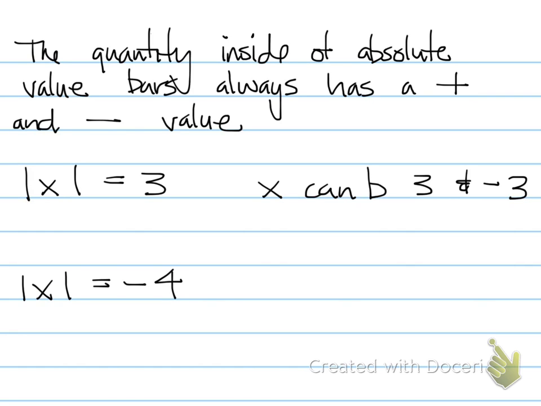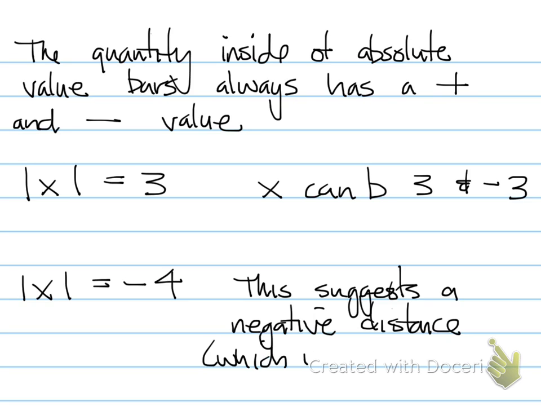If we had something like this, and read that sentence, it would say, what value of x is negative 4 units away from 0? And you cannot have a negative distance, so it doesn't make any sense. This suggests that there's a negative distance, which is not possible.